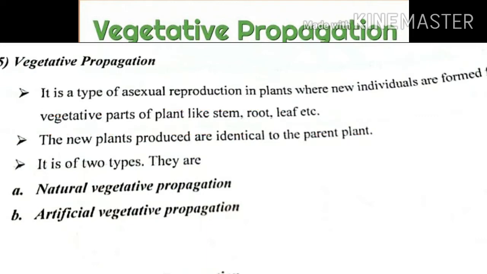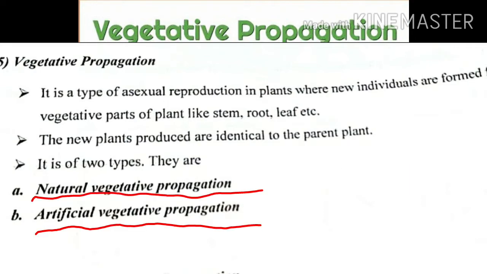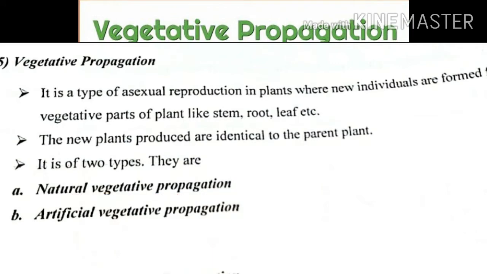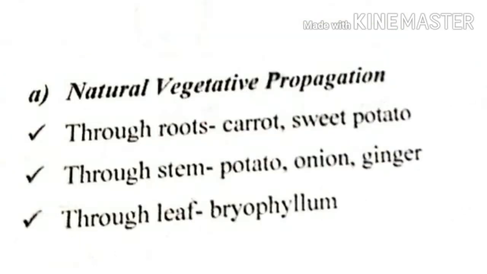Here the new plants produced are identical to the parent plant, since we are not using any sexual means. Only asexual means are used and they are produced from the plant parts, and these plant parts are known as vegetative propagules. Now basically we can say that vegetative propagation is of two types: natural vegetative propagation and artificial vegetative propagation. First, let us move on to natural vegetative propagation.